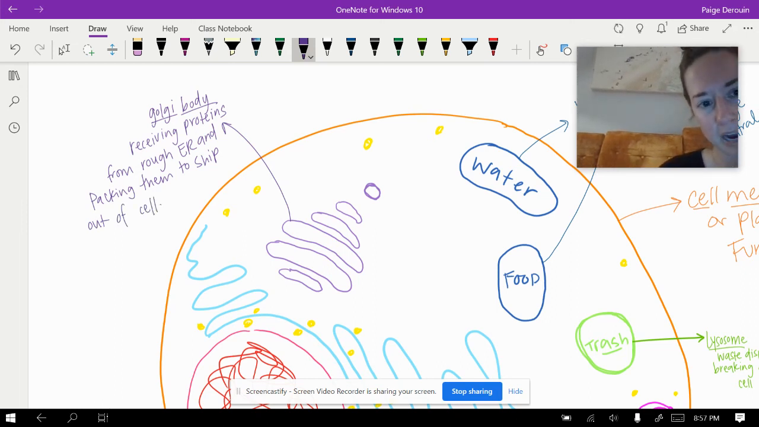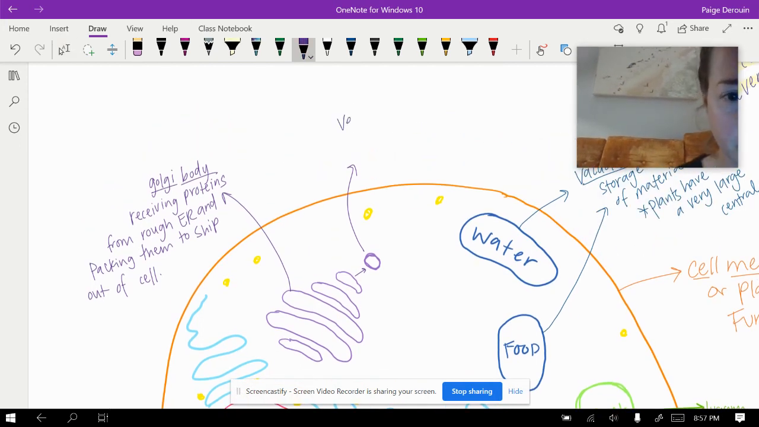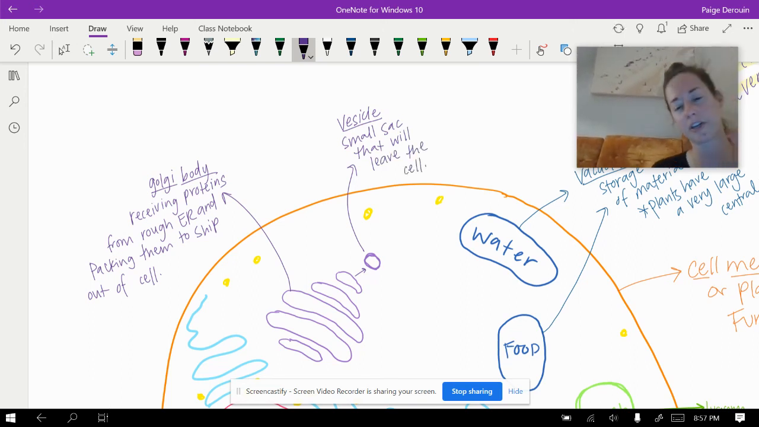Okay. And when they pack them up, they pack them into these little structures. This came from the Golgi. It's going to leave the cell. This is called a vesicle, which is just a small sac that will leave the cell. It's almost like a little spaceship that will travel to the plasma membrane, leave the cell, and go to wherever its destination was, maybe another cell or maybe the bloodstream.